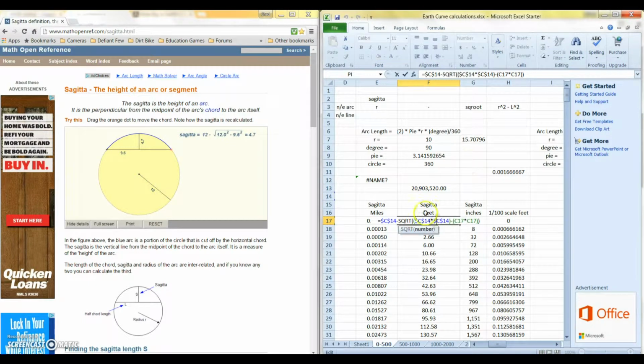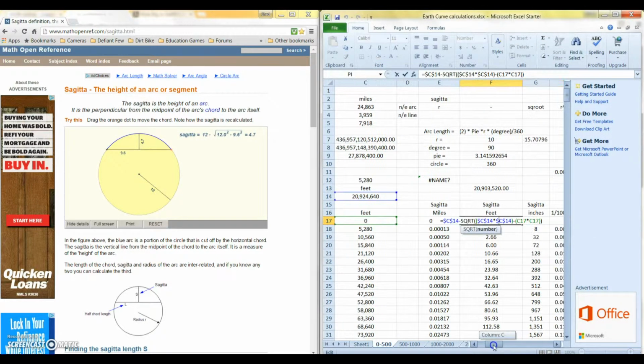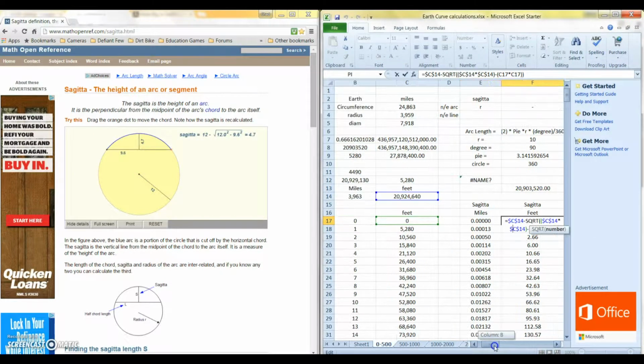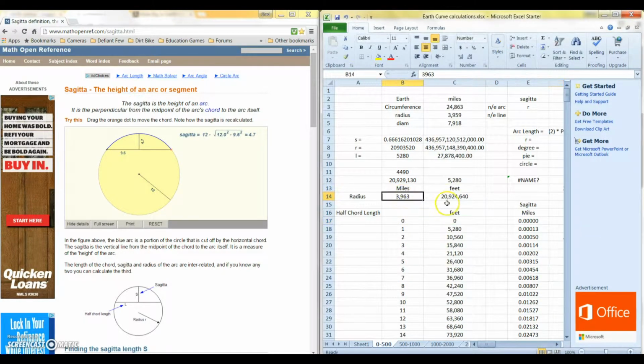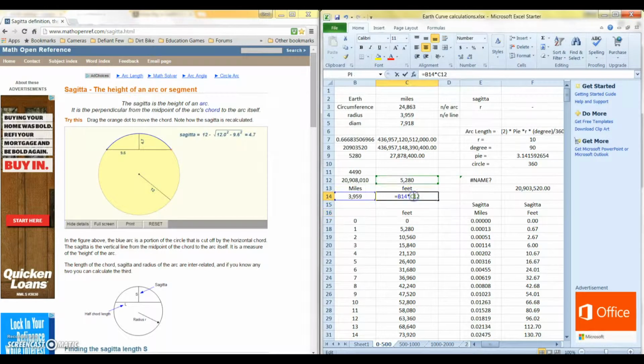So what I've done is I've plugged this formula in here to say, okay, the radius, which is 3,959. Sorry, I was playing with that earlier just to show the difference. And I've just made this into feet so we can see the calculations later on, and this will make a little more sense. So 3,959 times 5,280, because that's how many feet are in a mile, gives me 20,903,520 feet as the radius.